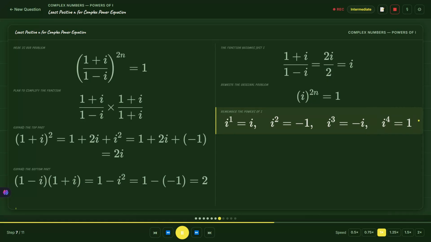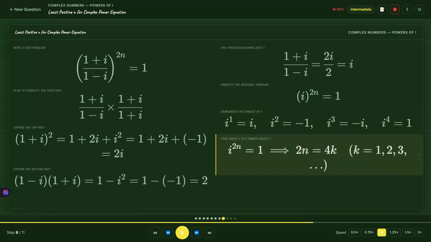Let's remember how powers of i work. They go in a circle. i to the 1 is i, i squared is negative 1, i cubed is negative i, and i to the 4 comes back to 1. Then it starts all over again. For i to some power to equal 1, that power must be a multiple of 4. So 2n has to be 4, or 8, or 12, and so on.